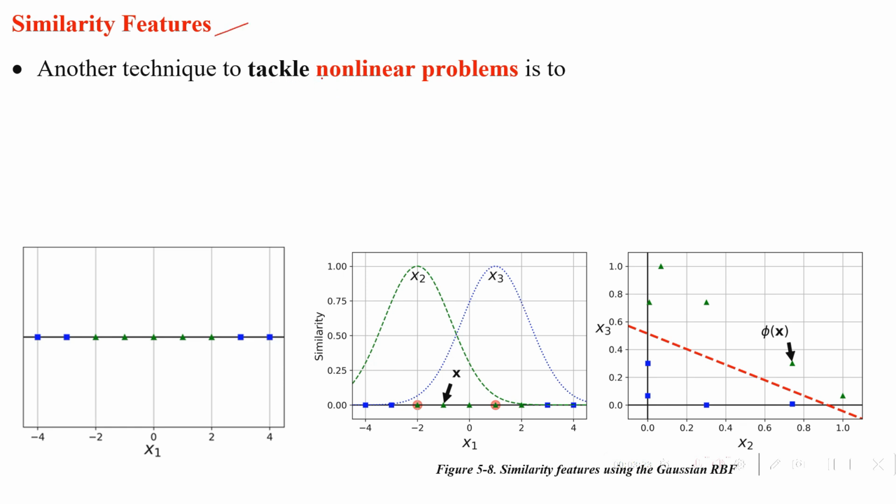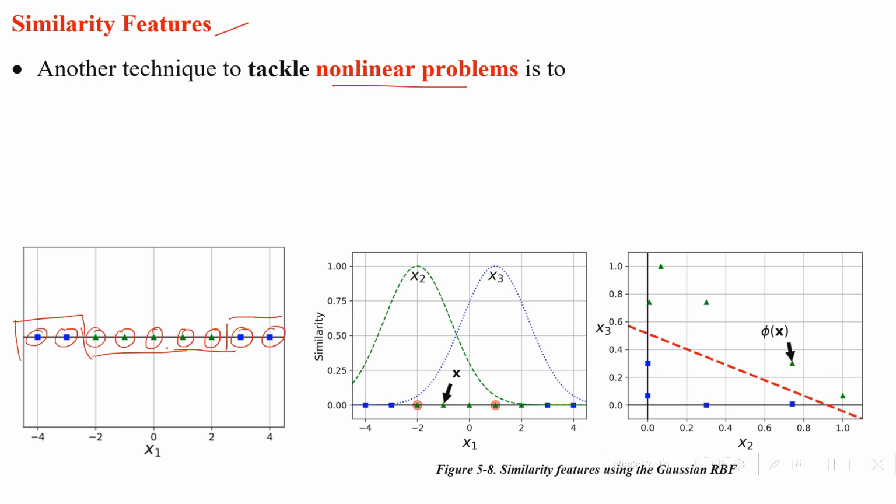So here we are having a non-linear problem. For example, in this data set, we have blue points and green points, that means triangles and squares. These two sets of points, the blue points and the green color points, are unable to be classified with the help of a linear equation.